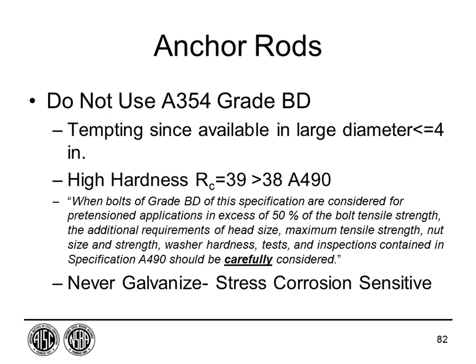One to be aware of, where it can lead to problems, and we'll look at that in just a minute, is to be tempted to use the A354 grade BD. This is basically a large diameter A490 bolt. You can get it up to 4 inches, okay? So for people that want to get high tensile forces, this becomes an attractive thing. It actually has a hardness that's greater than A490.